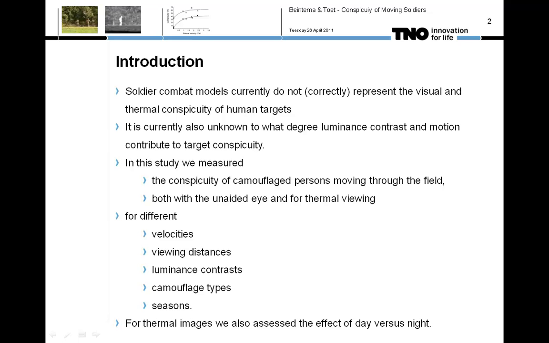To resolve this issue, we obtained conspicuity measurements for moving camouflaged human targets in the field, both for the unaided eye and retinal viewing, and for different target velocities, viewing distances, luminance, contrasts, camouflage types and registration times.